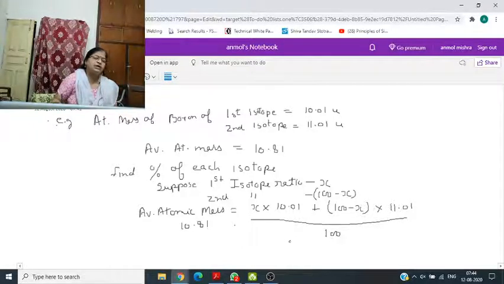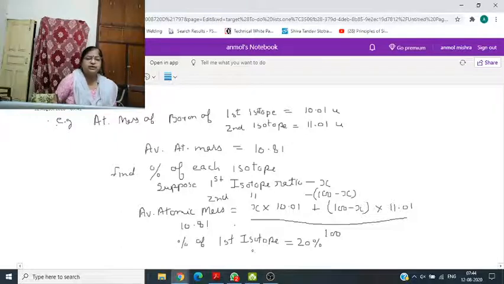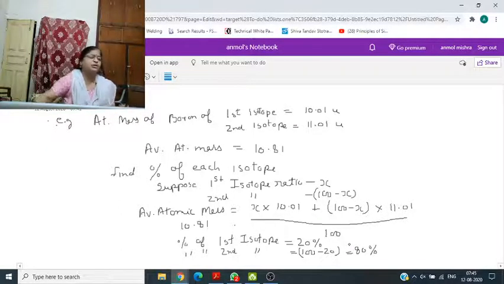So when you calculate, you will get the percentage of the first isotope as 20%. So the second will be 100 minus 20, which is 80%. So you may get numericals to solve. Next is gram atomic mass.